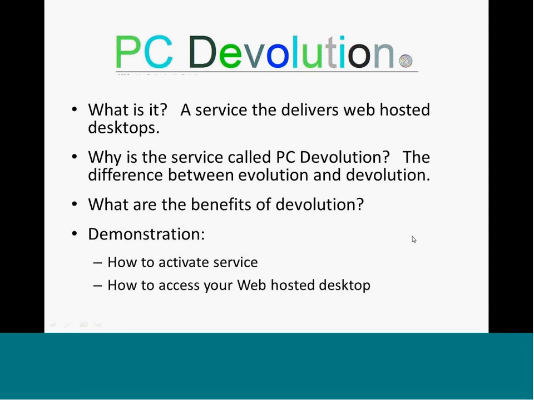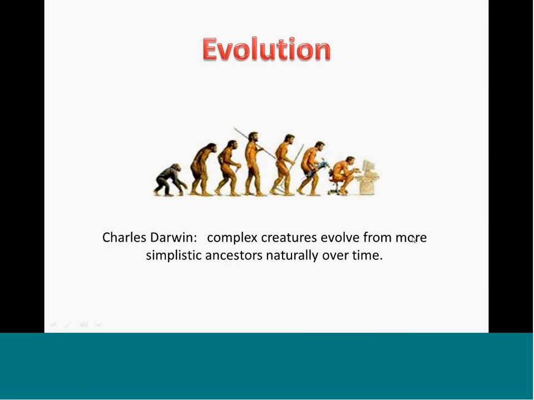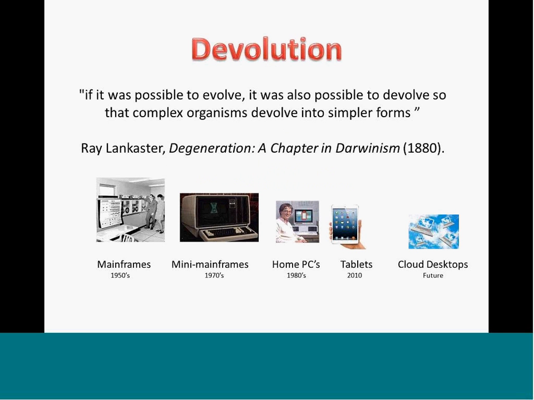The name, PC Devolution, basically comes from the concept that simpler forms evolve into more complex systems over time. This is true of devolution. That was a concept first introduced by Ray Lancaster in the 1880s. The premise was that if it's possible to evolve over time, then it's possible to devolve, so that more complex systems can become simpler over a period of time. And it's from a technological standpoint.